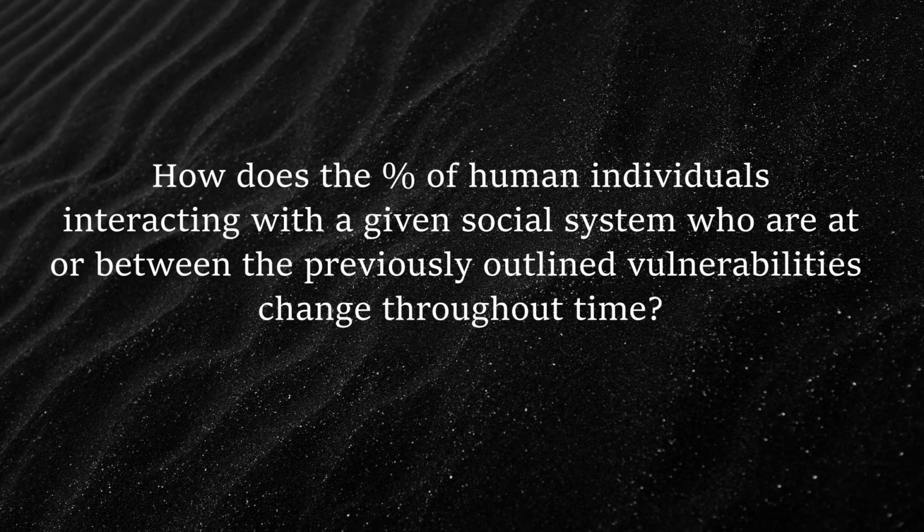So now we find ourselves with two questions, an easy one and a hard one. The easy question is as follows. How does the percentage of human individuals interacting with a given social system who are at or between the previously outlined vulnerabilities change throughout time? Well, the answer is that we have no good way of determining how this percentage changes.